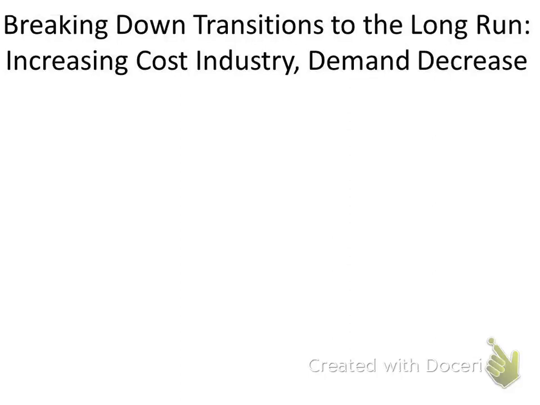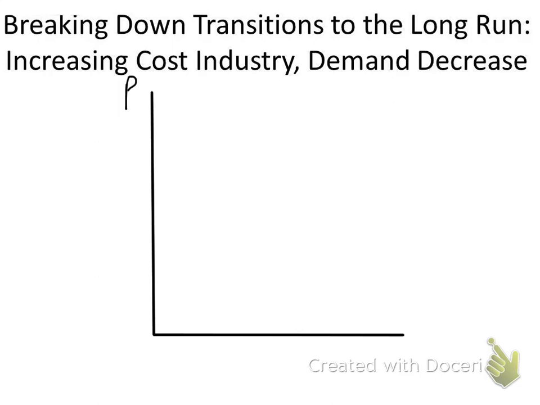Hello class, here is a recording for an increasing cost industry talking about the transition from one long-run equilibrium to another after we experience a decrease in demand. So let's get started by drawing our axes and labeling them. So we got price on the y-axis, quantity on the x-axis.